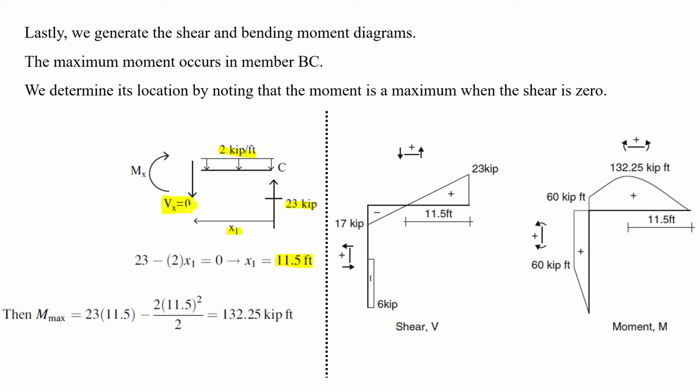Why are we finding this zero shear force point? Because we know that the maximum bending moment is when shear force is zero. So the maximum bending moment at 11.5 feet will be how much? 23 into 11.5 in counterclockwise direction minus 2 into 11.5 into 11.5 divided by 2 in clockwise direction. So you will get a resultant moment of 132.25 kip feet.